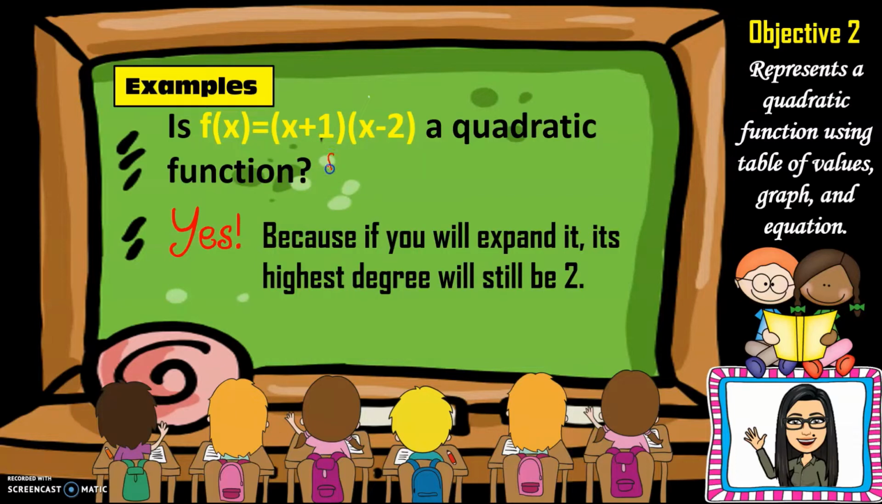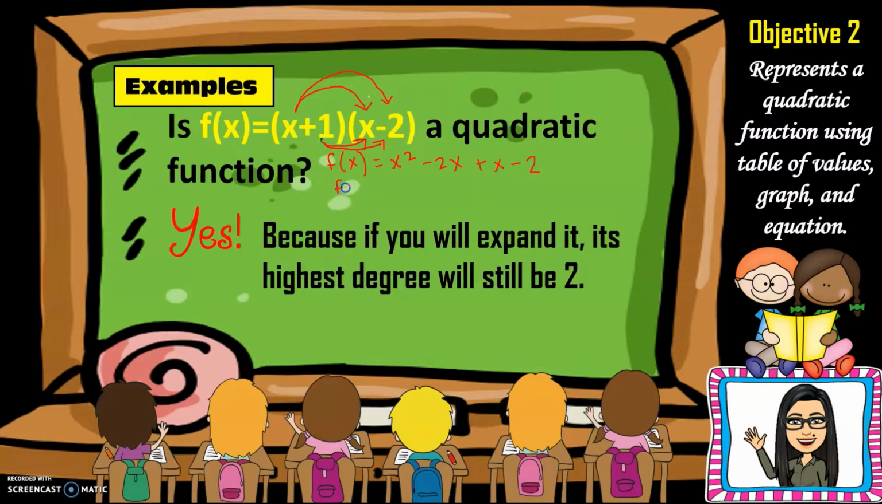So, just copy f of x or yung ating function. F of x is equal to. So, first term, we have x times x. So, x times x, we have x squared. The outer term, so we have x times negative 2. So, we have negative 2x. Inner term, so we have positive 1 times positive x. We have positive x. And the last term, we have positive 1 times negative 2. So, we have negative 2.